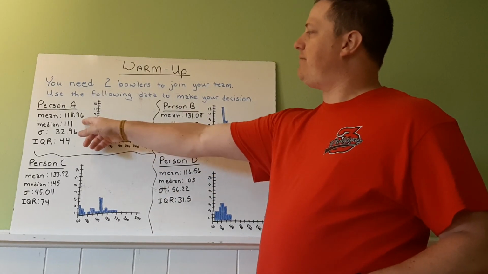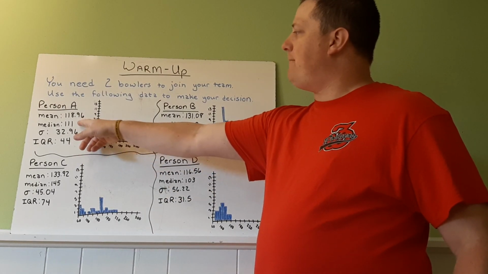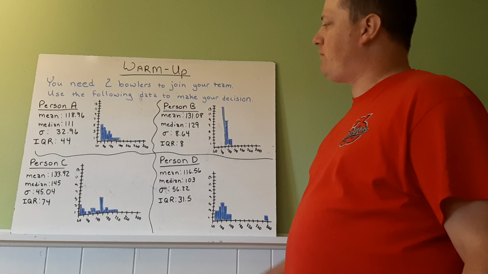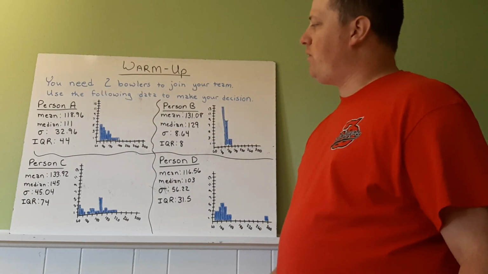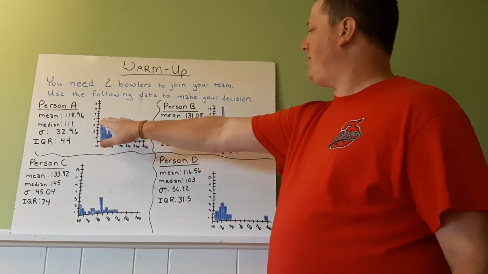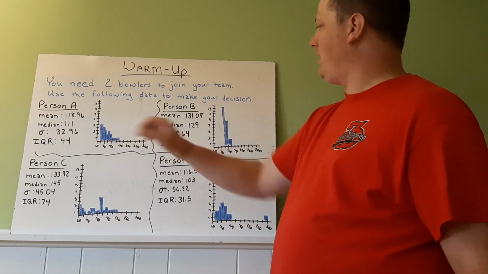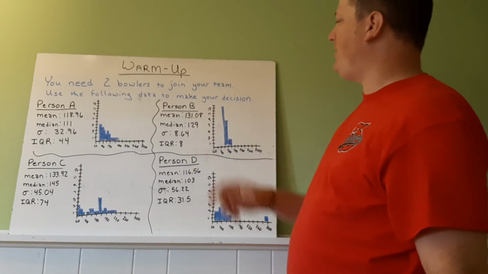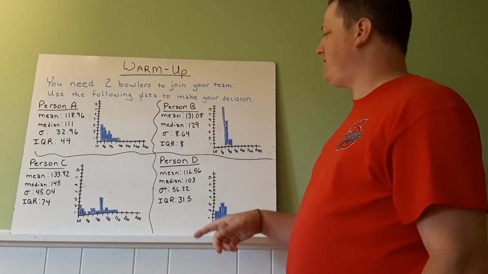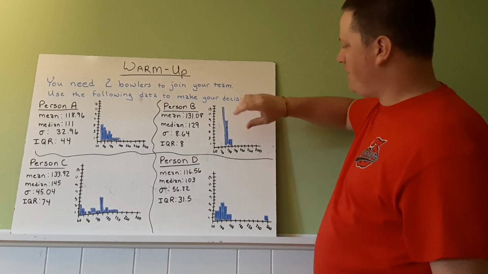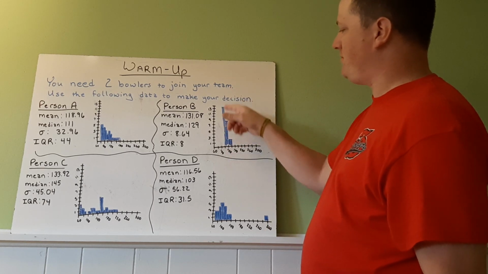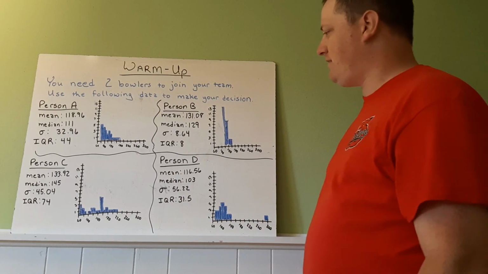So here, person A has a mean of 118.96, a median of 111, the standard deviation is 32.96, and the IQR is 44. Here's a graph of where they scored. Notice most of them are on the low end here. So we have a lot low, and then it tails off to a little bit higher here. Person B has a mean of 131.08, median of 129, a standard deviation of 8.64, and an IQR of 8. Notice here, a little bit higher values, and there's less of them here, so it goes up a little higher. So they scored some points here more consistently.